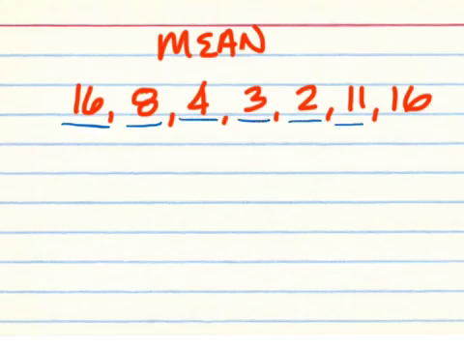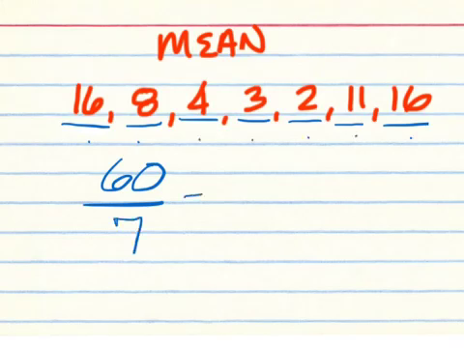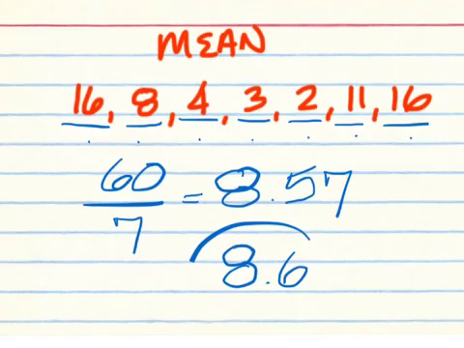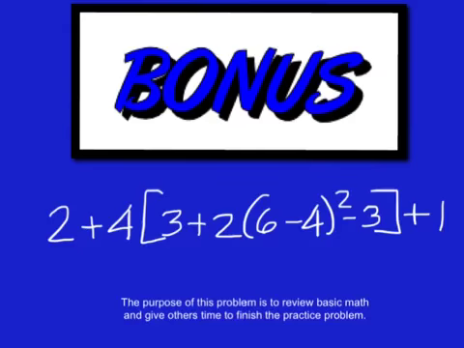24, 28, 31, 33, 44, and then 60. We have 1, 2, 3, 4, 5, 6, 7 numbers. 7 into 60, 8 times for 56 with 4 left over. 5 times for 35 with 5 left over, and then a 7. 8.6 is the mean.